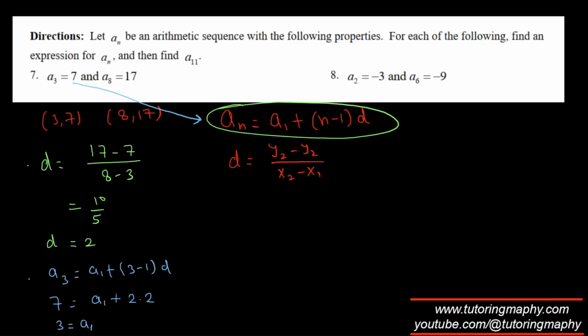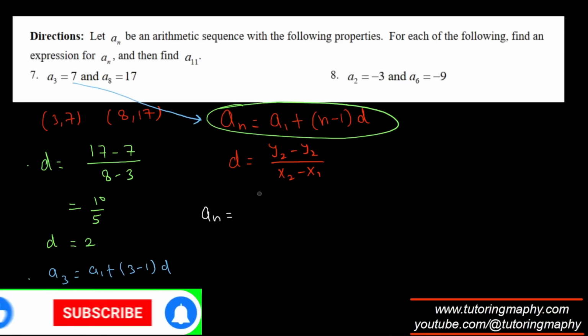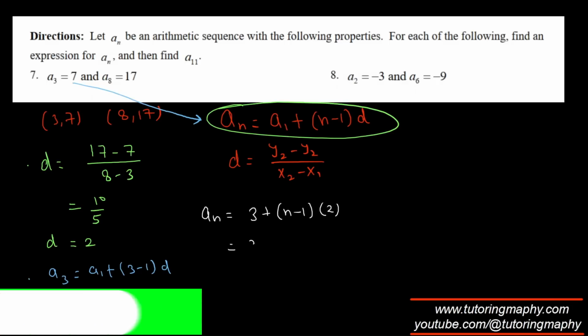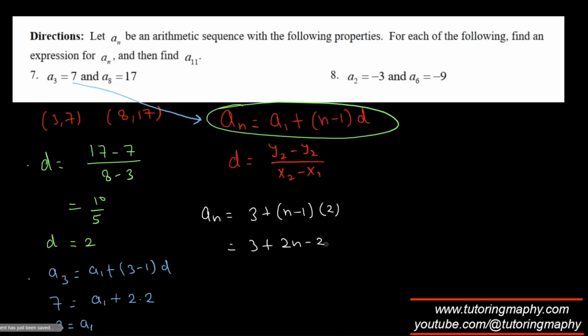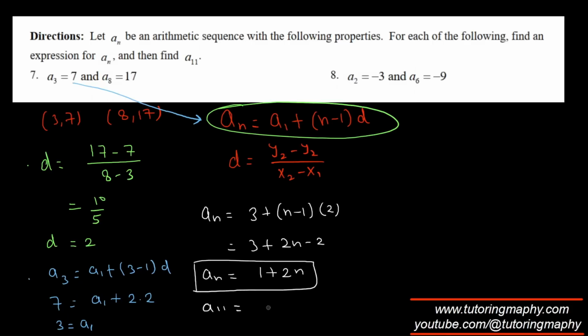And that's it. I have my formula because now my answer will be an equal to a1, that I have as 3, plus n minus 1 times the common difference, which is 2. If you want, you can open this up: 3 plus 2n minus 2, which will look like 1 plus 2n. And they also need A11. So A11 is going to be 1 plus 22, which is just 23. So A11 is 23. That's what we have.